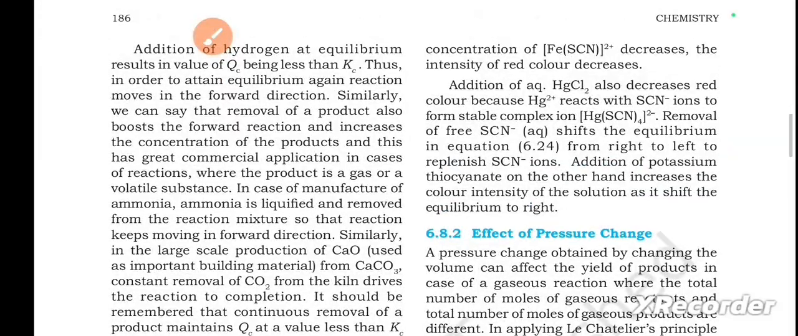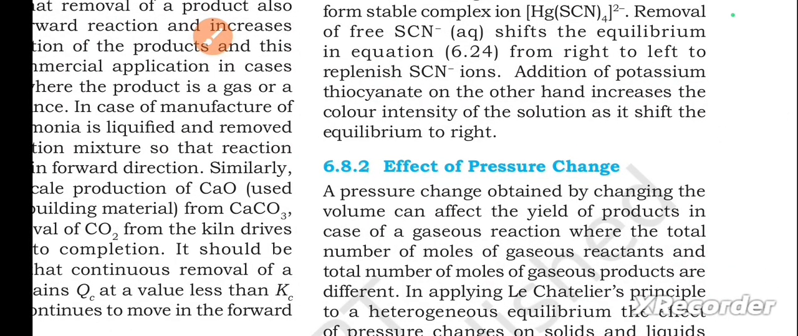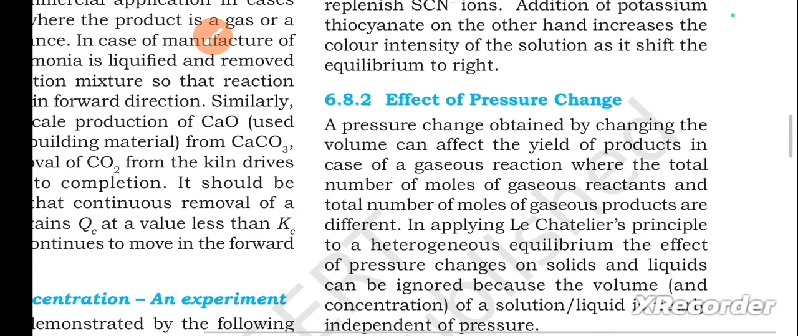Because the concentration of FeSCN plus 2 decreases, the intensity of red color decreases. Addition of aqueous HgCl2 also decreases red color because Hg plus 2 reacts with SCN minus ions to form a stable complex ion. Removal of free SCN minus shifts the equilibrium in equation 6.24 from right to left to replenish SCN minus ions. Addition of potassium thiocyanate, on the other hand, increases the color intensity of the solution as it shifts the equilibrium to the right. Next, effect of pressure change.